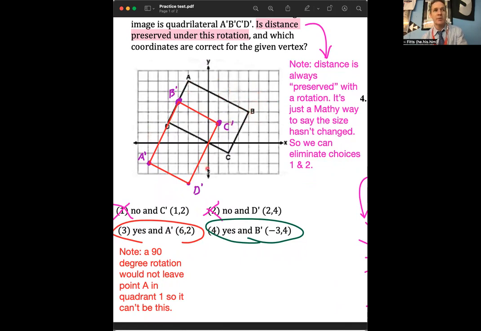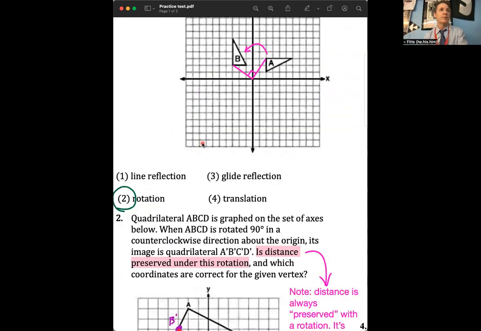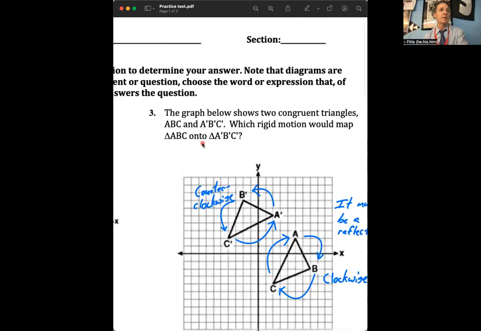So I actually performed the rotation here. You actually didn't need to do that. If you want, you could use patty paper to figure out where it's going, because I was able to eliminate all these other answer choices without even figuring out which point was correct. So the correct answer is yes, and B' is (-3, 4), which is right over here. So B is being mapped over to here. Okay, that's number 2. So let's go up to number 3.